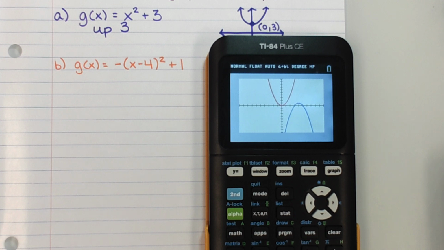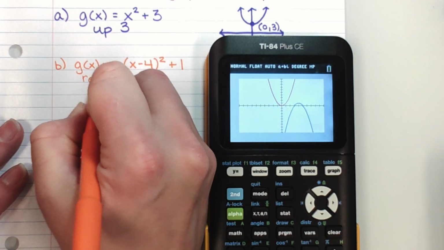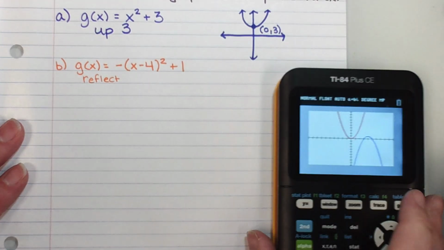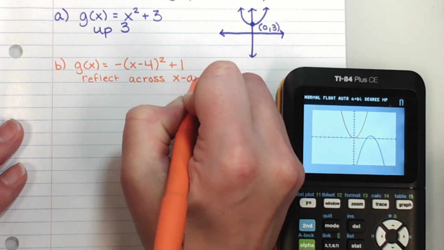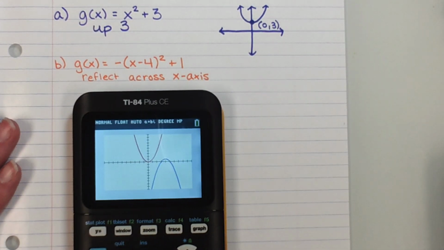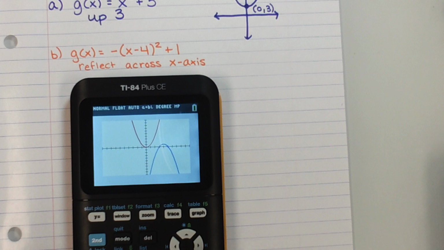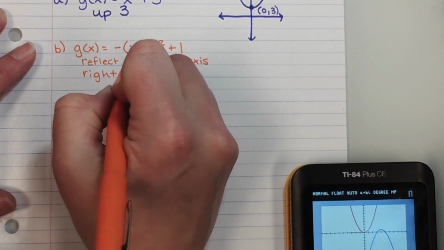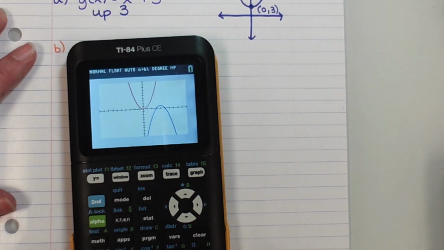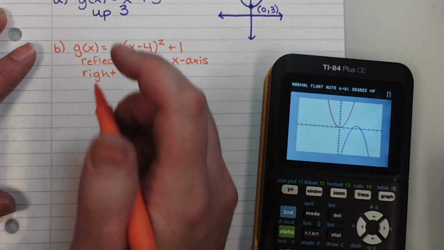What did this one do? Reflected across which axis? The x-axis. What else did it do? Moved to the right 4. And it moved up 1.